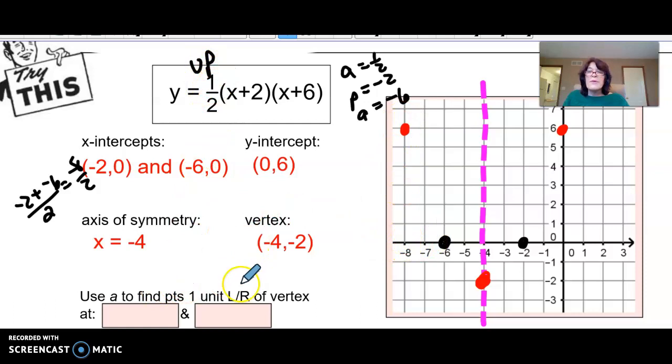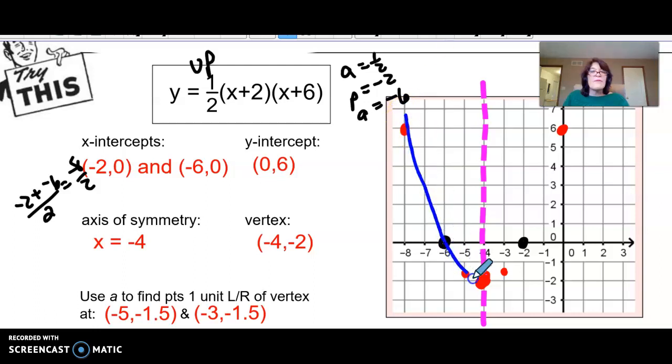If I want to find a point exactly 1 unit to the right and left, I'll use this 1/2. I'll go up 1/2 and over 1, up 1/2 to the left 1. What's that? -3, -1.5, -5, -1.5. Okay, so that gives me those points. I have plenty of points now, and I can draw this nice graph.